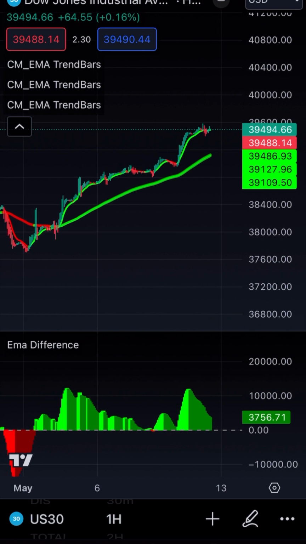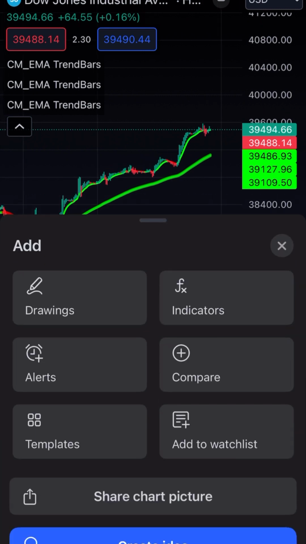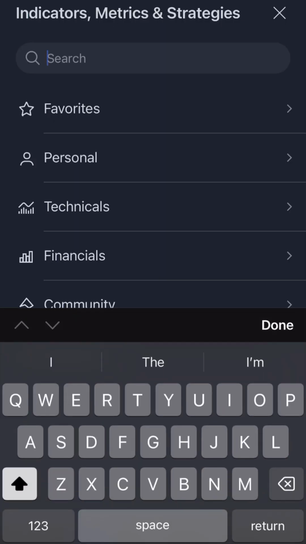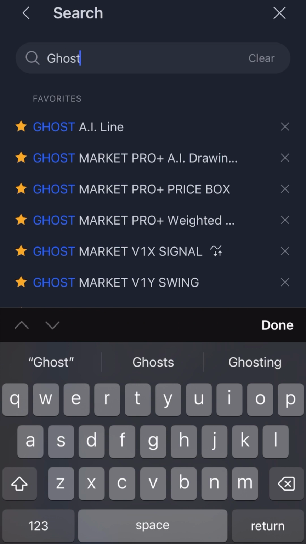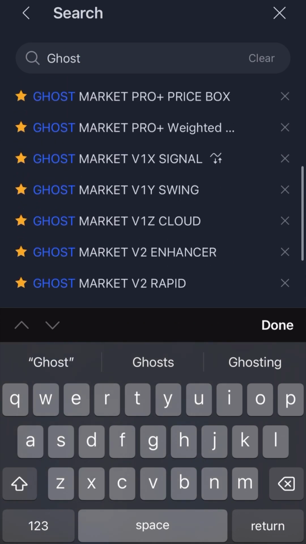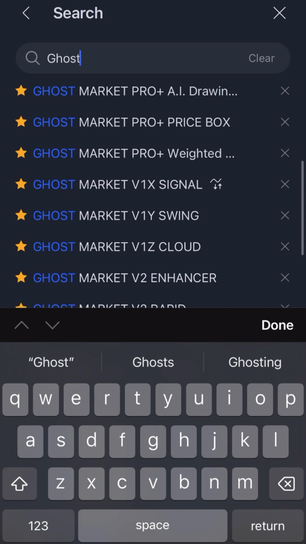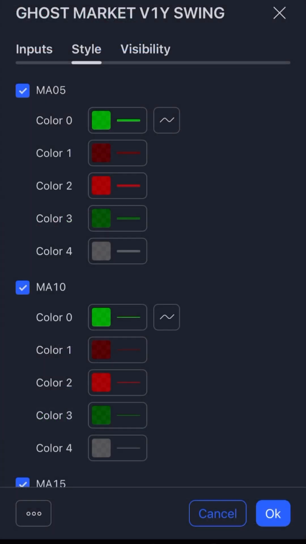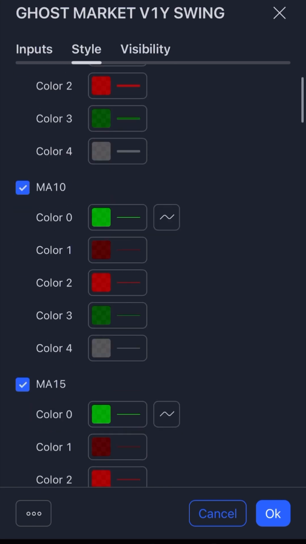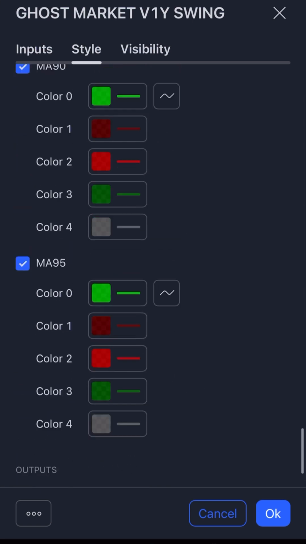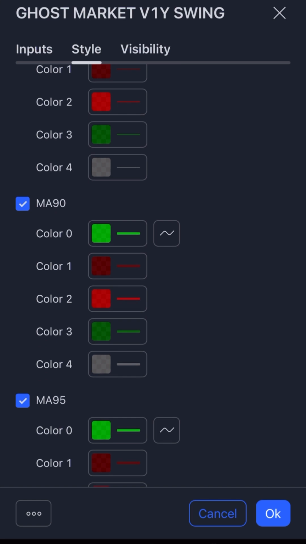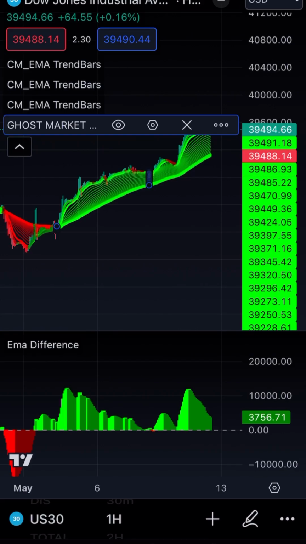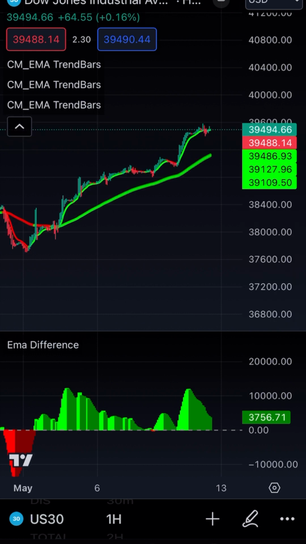To set this up, first you need to get your CM EMA trend bars. You can set this up either way. If you haven't got Ghost Market Pro, you can get it, and you'll basically load it up with the swing. If you've got Ghost Market Pro, you check everything off except for the last two and the 90, 95. You'll get that all in one indicator. Ghost Market Pro is a nice paid indicator, but I'm not going to go into it. I've made videos on it, but that's an easy way of getting two indicators in one.